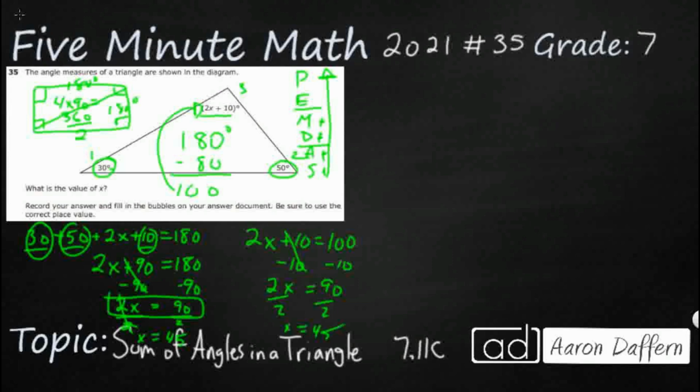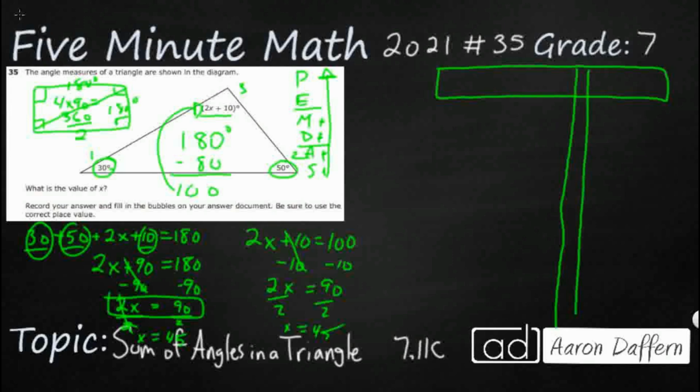So now all we need to do is put that into our bubble chart. There's no A, B, C, or D for us to choose from here. So we've got this really long, narrow column. That's just the decimal point. We can't bubble in anything underneath there.